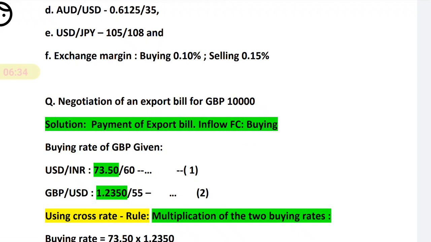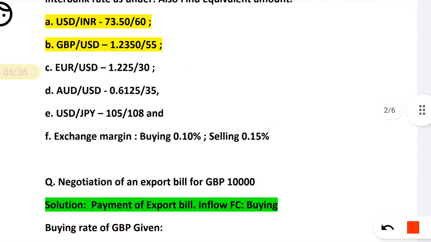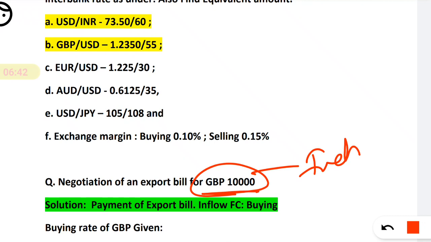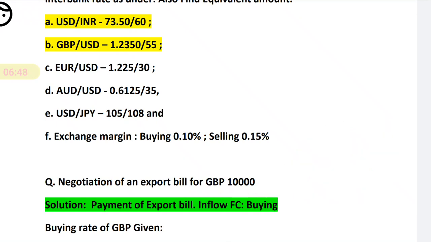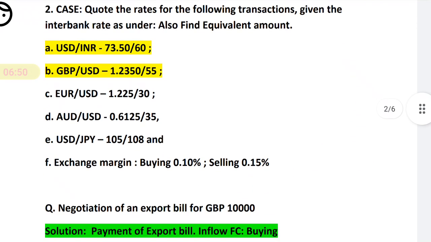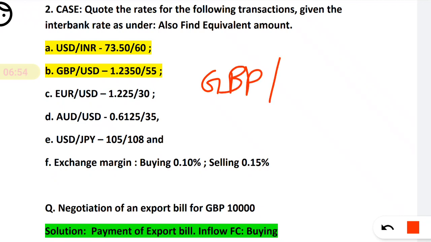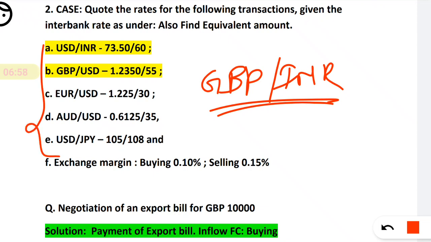Now what we want is GBP. We are receiving GBP, and in return we have to pay INR to the Indian exporter. So what relation do we want? GBP and the Indian rupee. Whether we are having a direct relation with GBP/INR, check in the example. We are not having a direct relationship between GBP and INR. So for that purpose, we have to apply the chain rule.